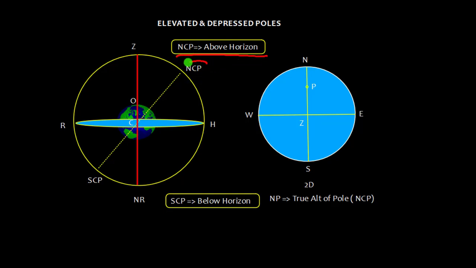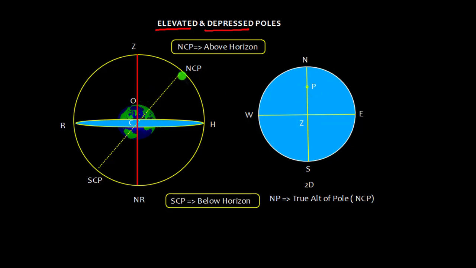So in this case, the north celestial pole is above the horizon, and obviously if the north is above the horizon, the other is below the horizon. So here the south pole is below the horizon. Any pole which is above the horizon is called the elevated pole, and the pole which is below the horizon is called the depressed pole. Then how to represent?